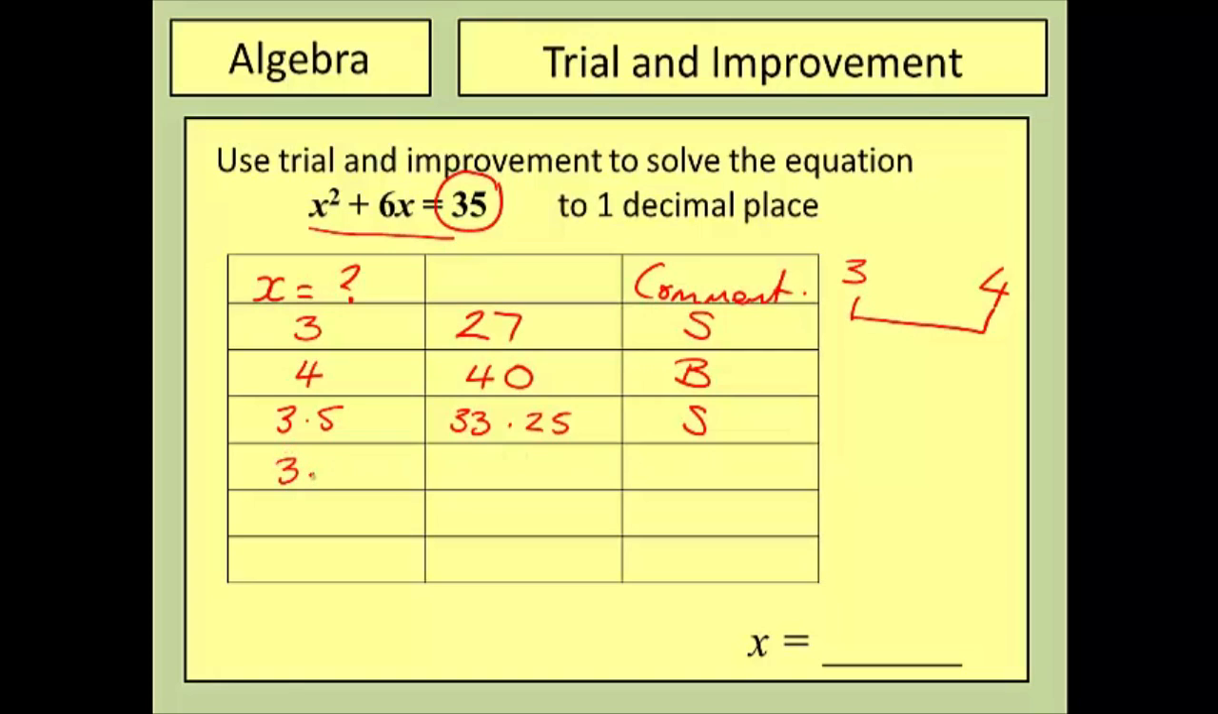So next I'm going to increase my guess to 3.6. When I put 3.6 into this, I get 34.56.